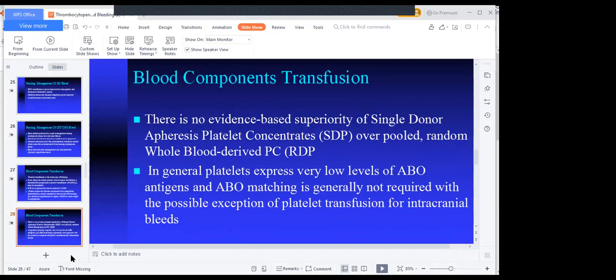And there is evidence-based superiority of single donor apheresis platelet concentrate over pooled random whole blood derived platelet concentrate. In general, platelets express a very low level of ABO antigen, and ABO matching is generally not required, with the possible exception of platelet transfusion for intracranial bleed.